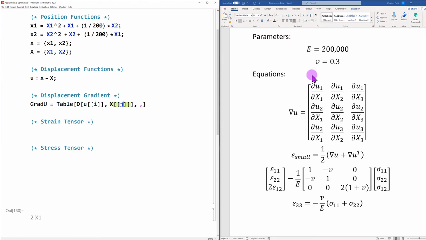And j is going to be the column. So if I were to go i equals 1, j equals 1, well, that'd be partial u1 with respect to big X1. Now, if I keep i equals 1, but then go j equals 2, well, that's partial u1 with respect to x2.